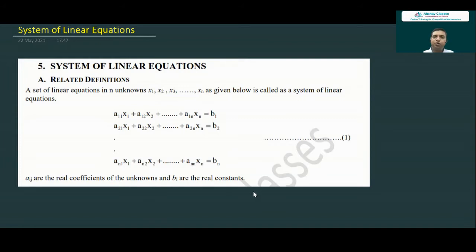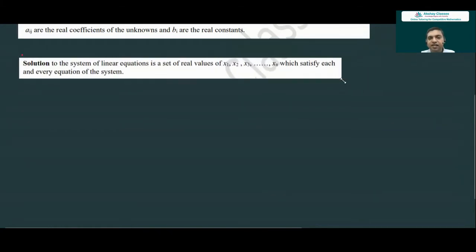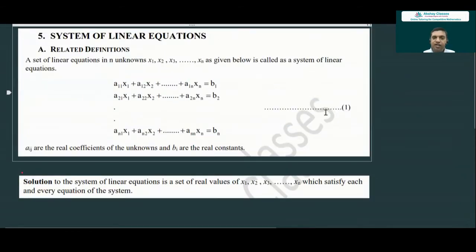What is meant by solution of this linear equation? Solution means it is a set of all values of these x1, x2, x3, xn, a set of values which satisfy all the equations of the system. That is called the solution. A set which satisfies every equation of the system is called the solution. So only then we say a solution exists.